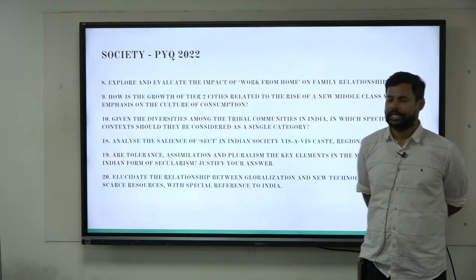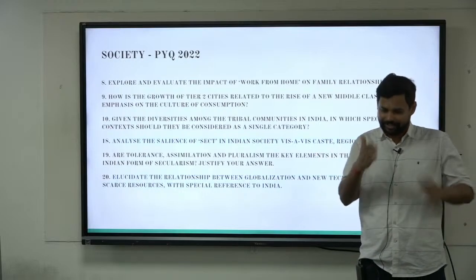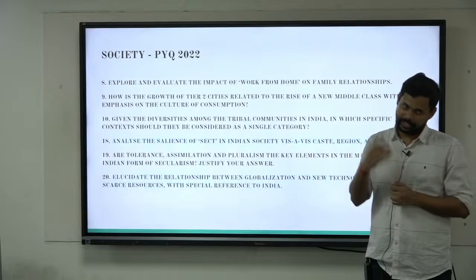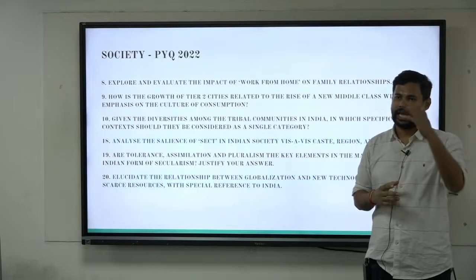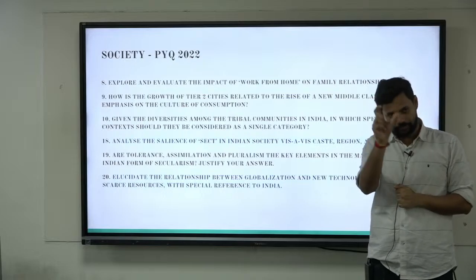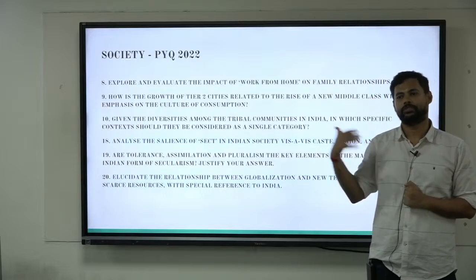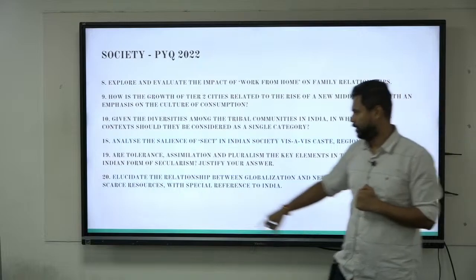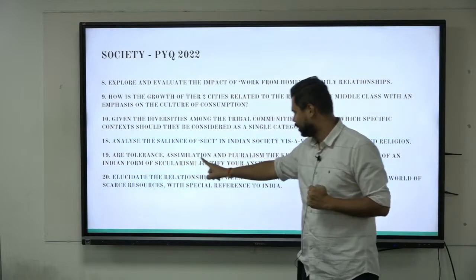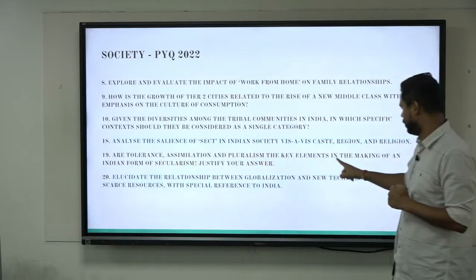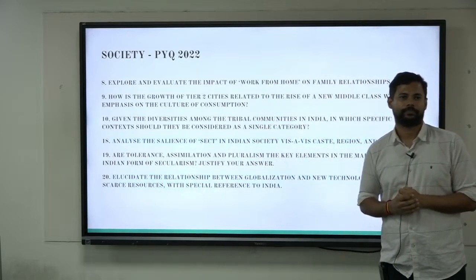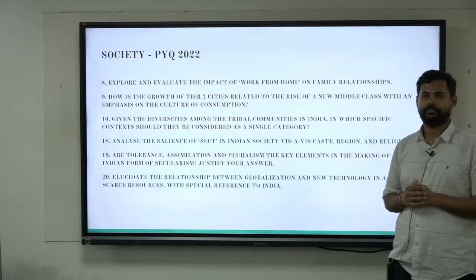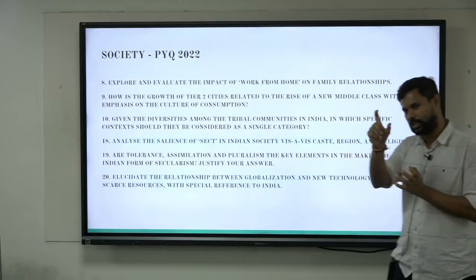What it means is, anywhere you go in Indian society, you will have sections. Region, sections; religion, sections; caste, sections. That itself is a salient feature of Indian society. We will discuss this later, but it is salient features. All right. Next. Are tolerance, assimilation and pluralism the key elements in the making of an Indian form of secularism? Justify your answer. Secularism. Okay. Secularism. That is a syllabus topic. Secularism.